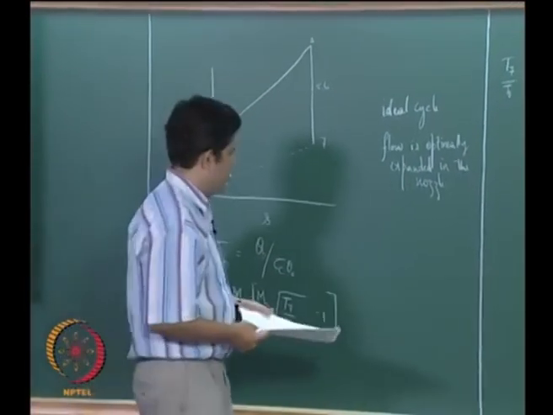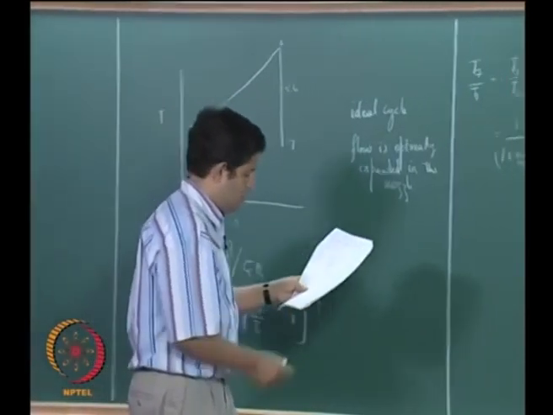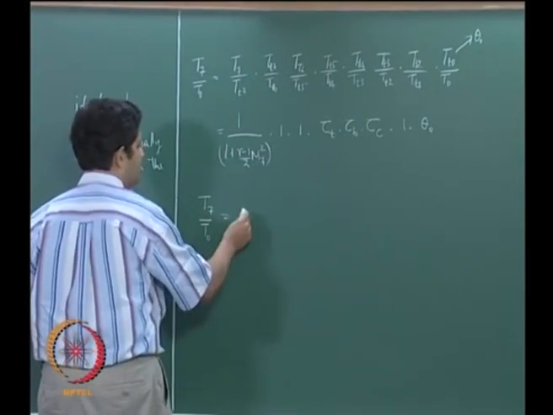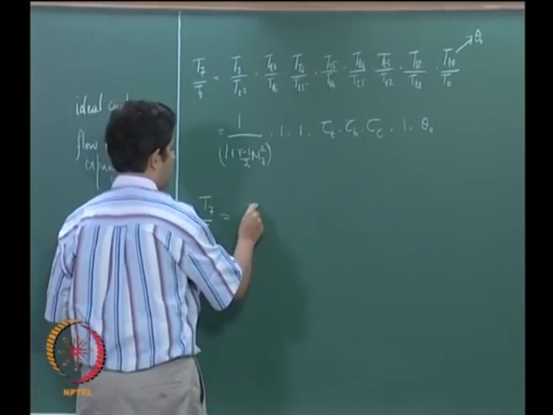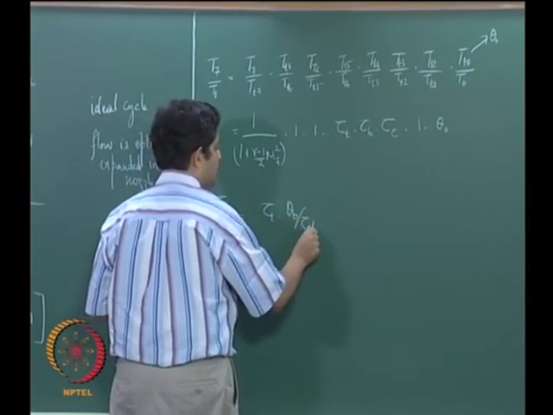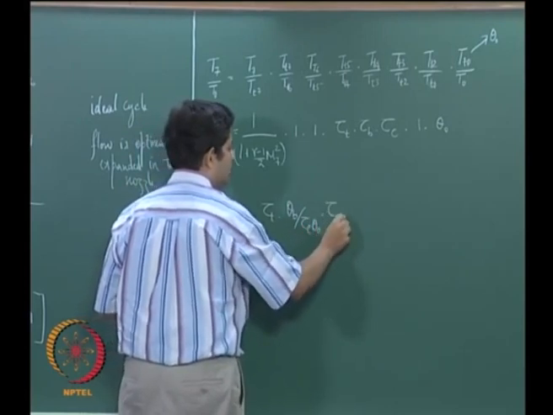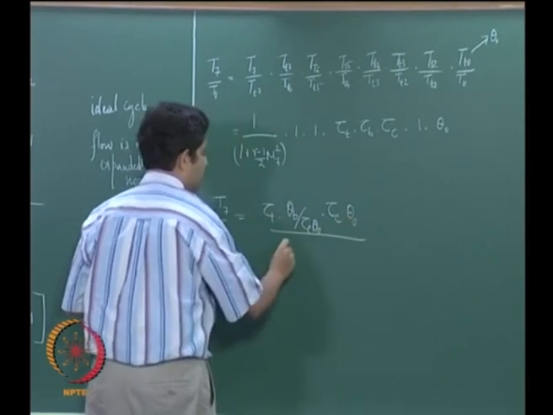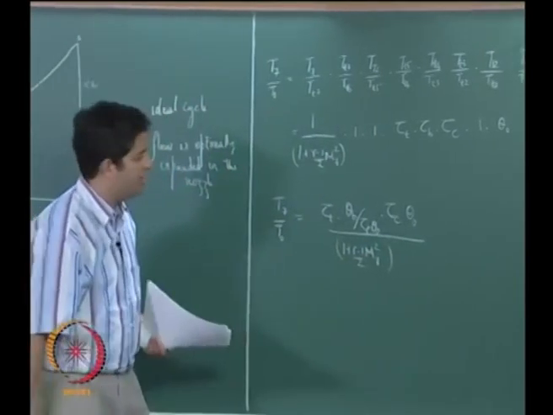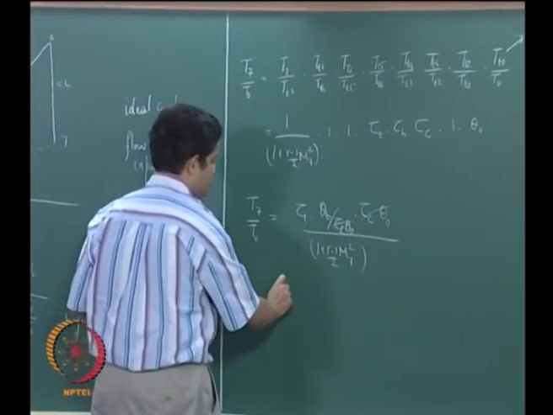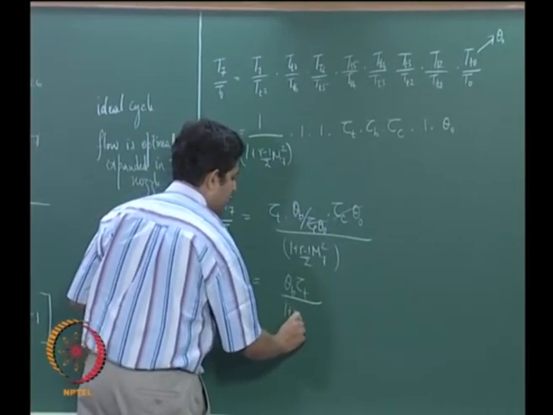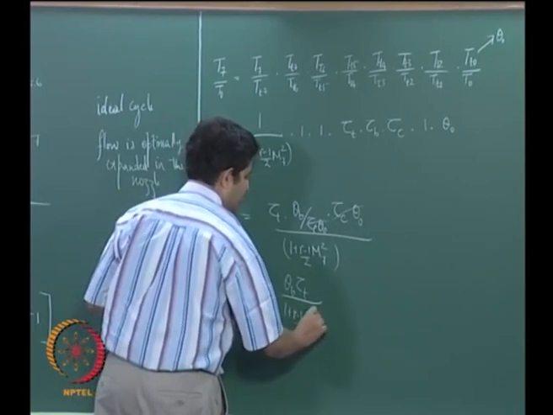Okay. So we know that tau b is this. If we substitute it there, we will get T7 by T0 is equal to tau t into tau b, which is theta b by tau c theta naught, into tau c theta naught. This is the ratio that we have. This tau c theta naught and this tau c theta naught cancel off, and we get theta b tau t divided by 1 plus gamma minus 1 by 2 M7 square.